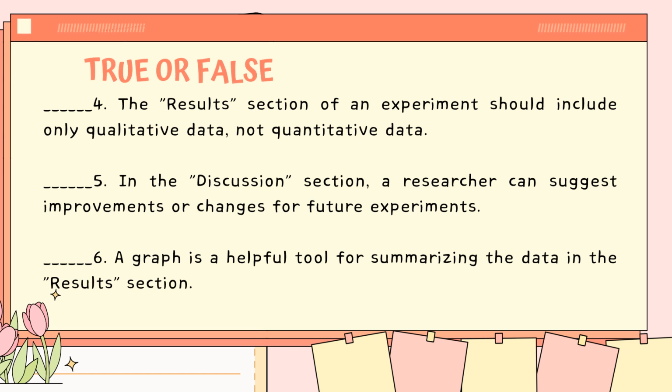True or false? Write true if the statement is correct and false if it is incorrect. 4. The results section of an experiment should include only qualitative data, not quantitative data. 5. In the discussion section, a researcher can suggest improvements or changes for future experiments. 6. A graph is a helpful tool for summarizing the data in the results section.